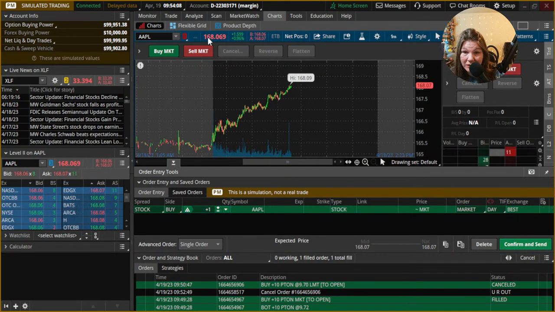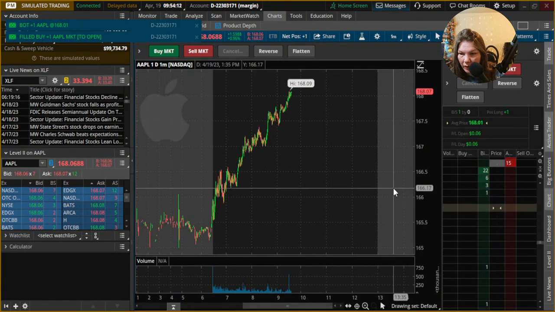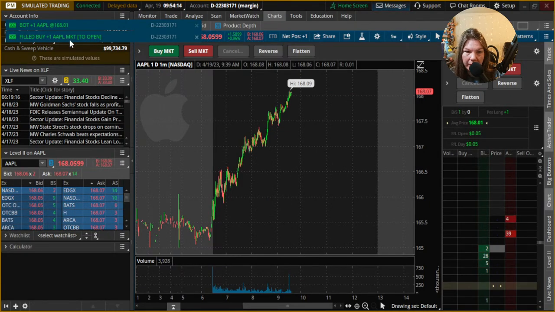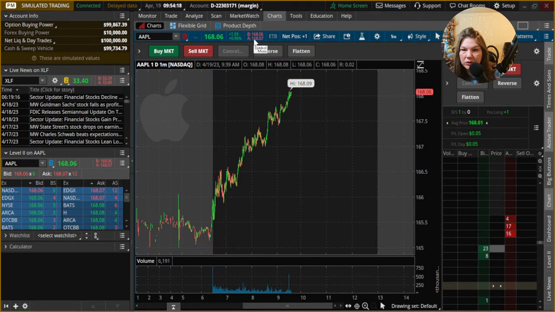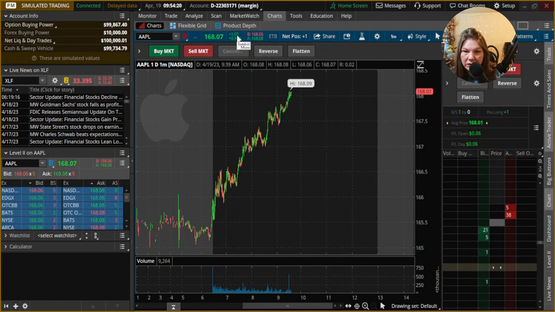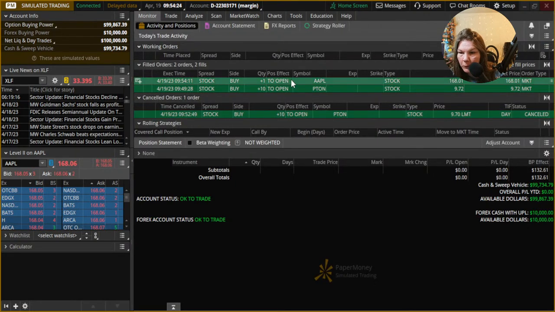Buy a market order. Right now, the ask price is 168. The spread is pretty much equal. Let's see what we get it for. So we purchased one at 168.01. It's pretty close to the 168.07. You can pop over here, and we can see that these are our two orders.